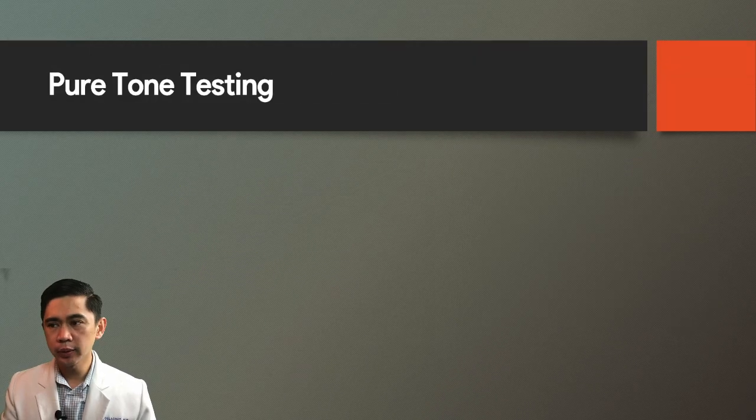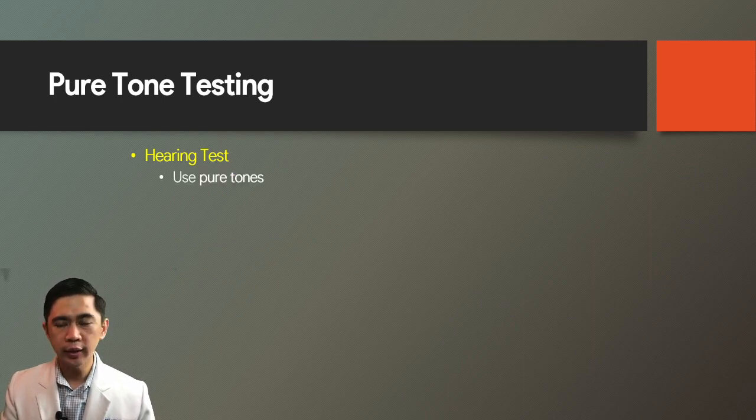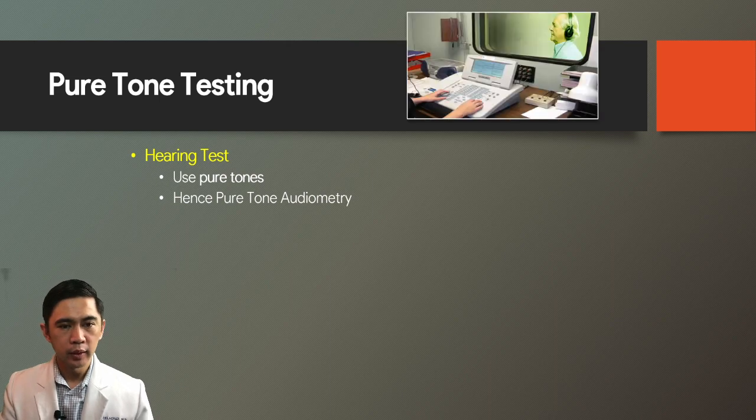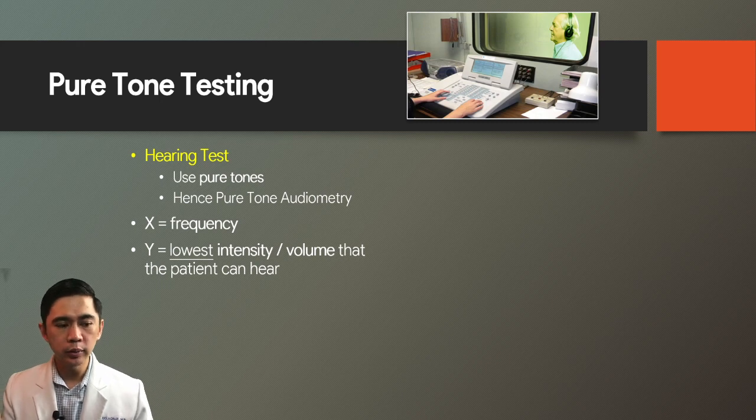So let's go back to pure tone. Pure tone is the most basic sound wave because it only has one frequency. And this is the basis for the hearing test. The hearing test uses pure tones, hence we call it a pure tone audiometry. Like this one, audiologist will introduce pure tones to the patient. The audiologist will introduce sound in a specific frequency, and the audiologist will also introduce a specific volume to the patient and lower it to the level that the patient can barely hear it.